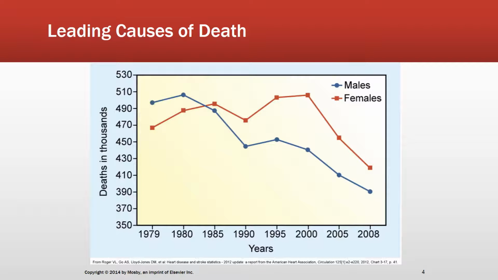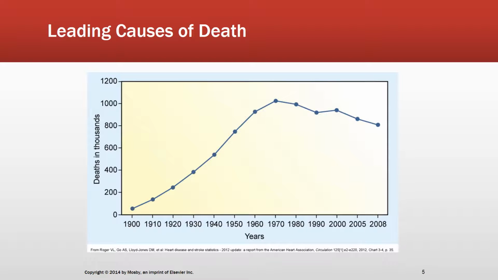This is just another graph that's showing you some of the differences between the males and the females, and the different years and deaths in the thousands. Same thing with this graph, just showing you the leading causes of death, with the blue being coronary artery disease.